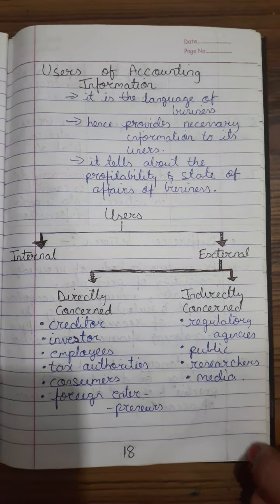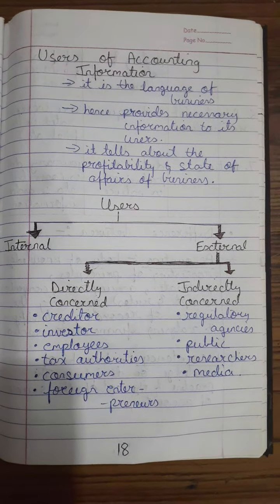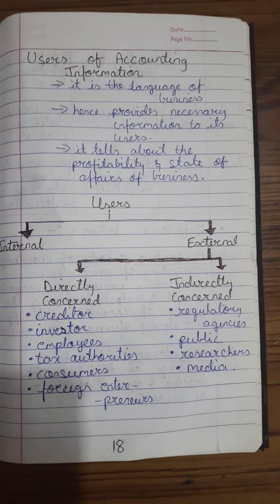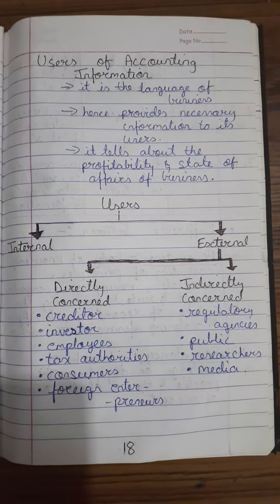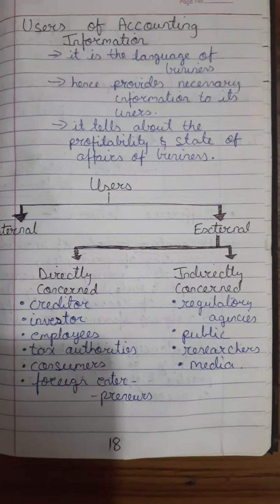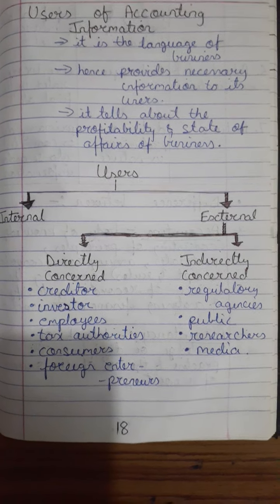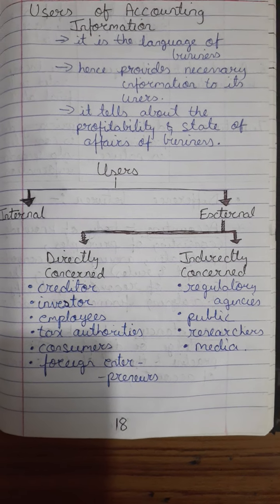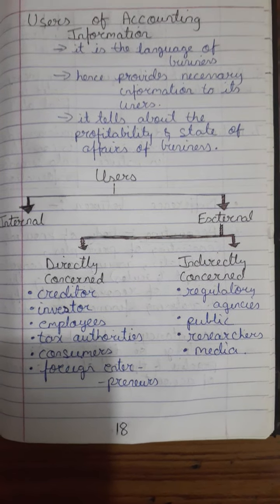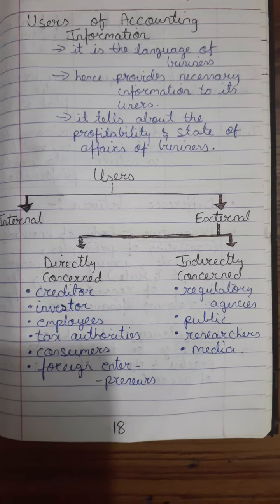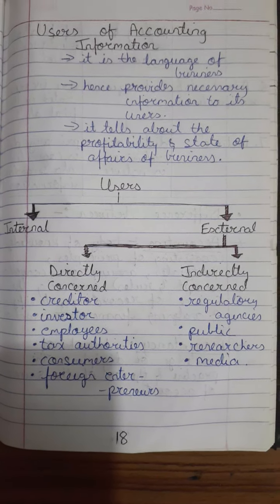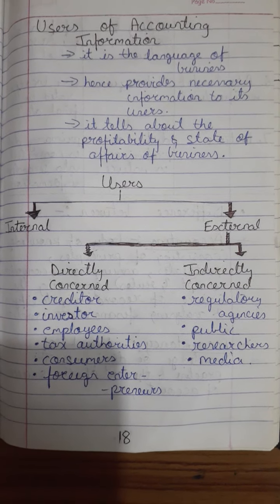Indirectly concerned. Regulatory agencies, for example, Company Law Board, Registrar of Company, Ministry of Labour, Ministry of Industries, etc. all require accounting information. Public. Accounting information help public to tell the trend and recent development in the prosperity of the enterprise and its impact on the general public. Researchers require accounting information to undertake research in accounting theory as well as business affairs and practices.